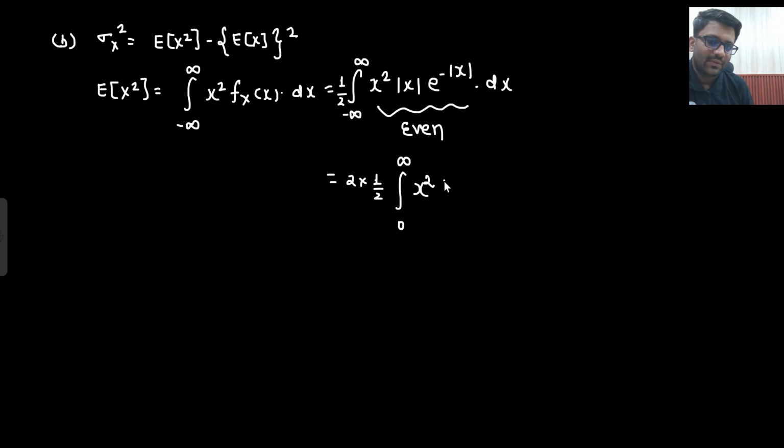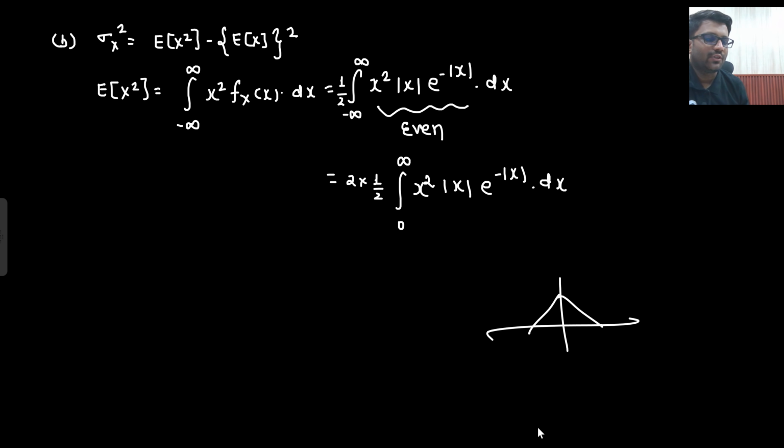This is an even function, no? So at least this much point you agree, right? If this is an even function, that means whatever the integration it will throw for the positive value, the same integration it will throw for the negative value as well. That means I can break the limit from 0 to infinity, multiply with 2.